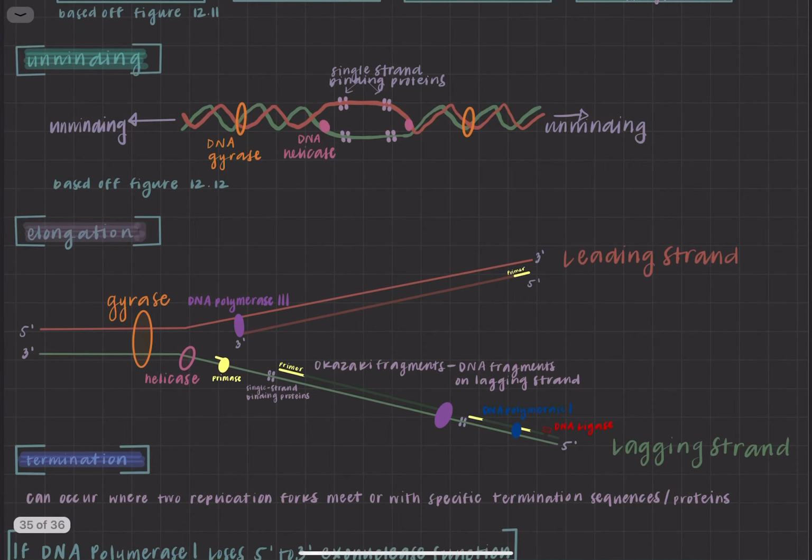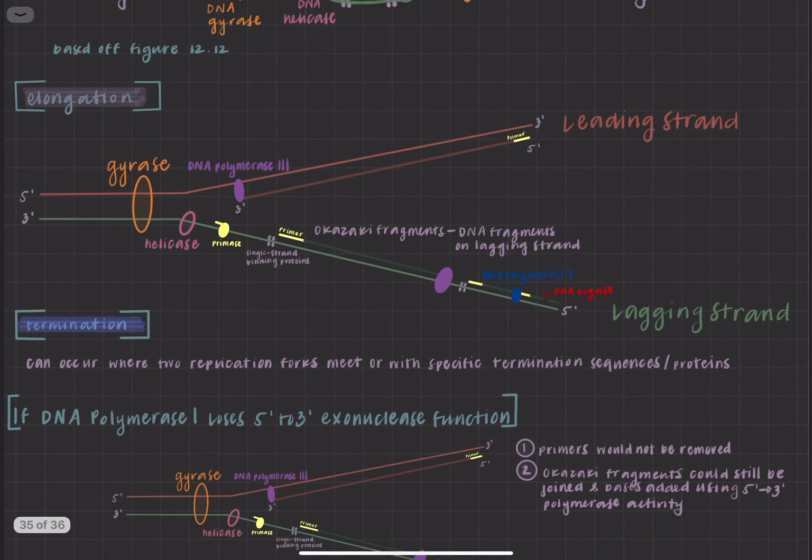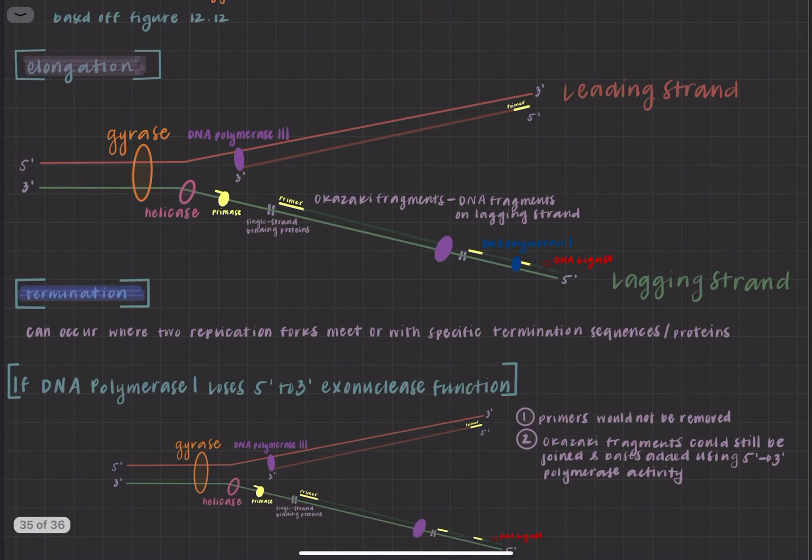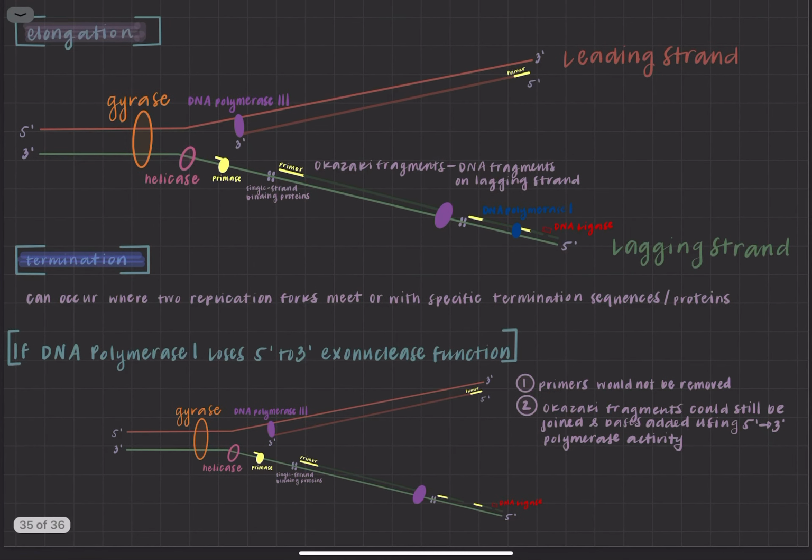Termination can occur in some DNA molecules when 2 replication forks meet, or in some there are specific termination sequences which block further replication. If DNA polymerase I lost its exonuclease function in the 5' to 3' direction, the primers placed within the growing DNA strand would not be removed.